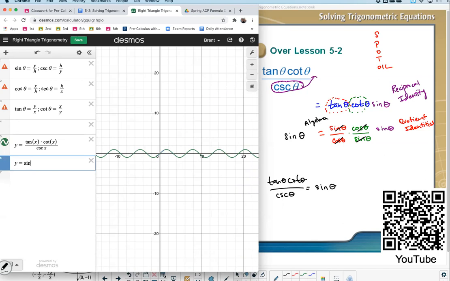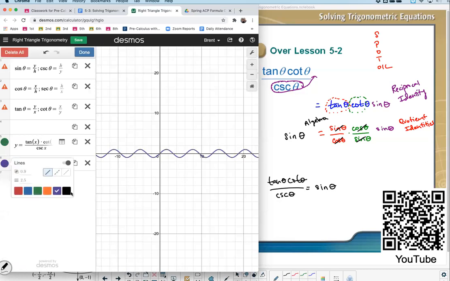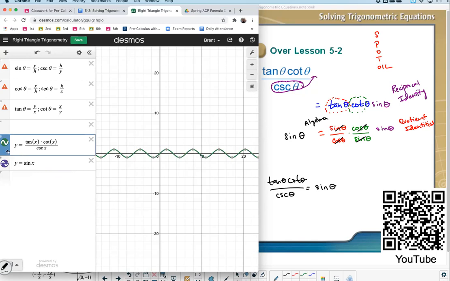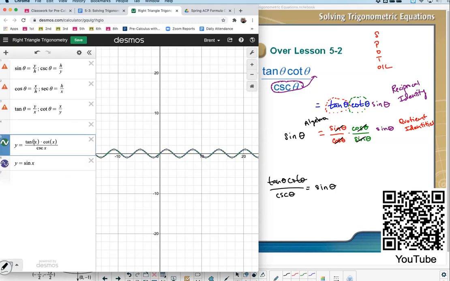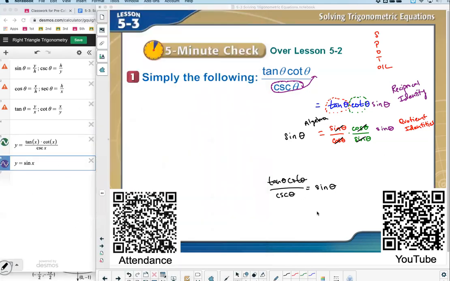Let's check out y equals sine x. I only have one trig function, so I can go without the parentheses. And you notice that they look exactly the same. I can even help you out a little bit more. I'll make that one a little darker, and I'll make that one dotted. And you can see that they overlap each other perfectly. At least I think you can see that. Hopefully you can see that. There you go. So it is in fact correct. That is a true statement. That's how I'll put that check mark. We checked it.